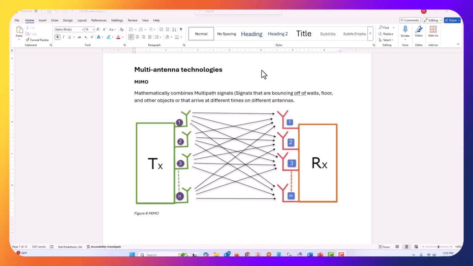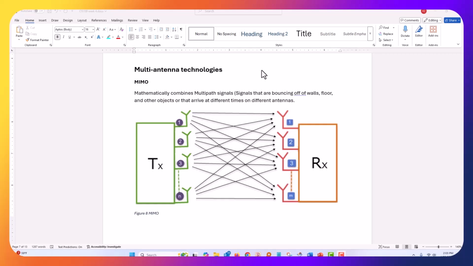Let's take a look at technologies that deal with multiple antennas. There are a couple of them that we want to look at particularly. If you look at a wireless router today, you'll probably see a lot of antennas on them, maybe 8 different antennas, for example. The technologies that are used are one of two main ones, either MIMO, which means multi-in, multi-out. This mathematically combines multipath signals.